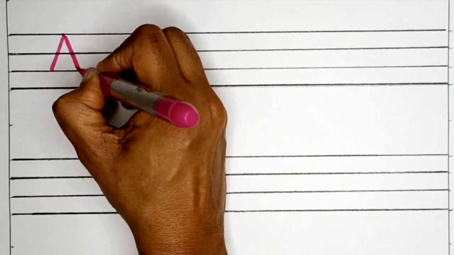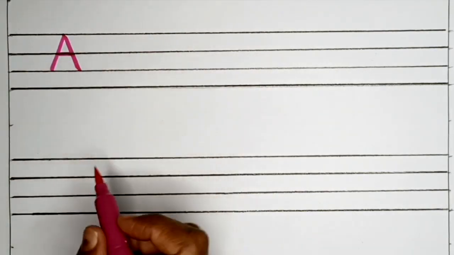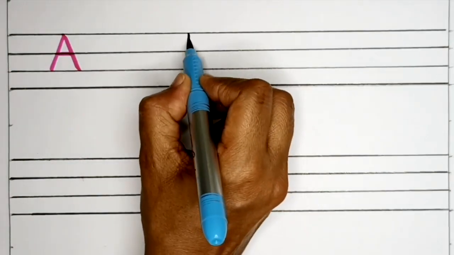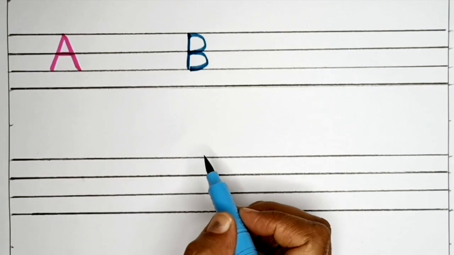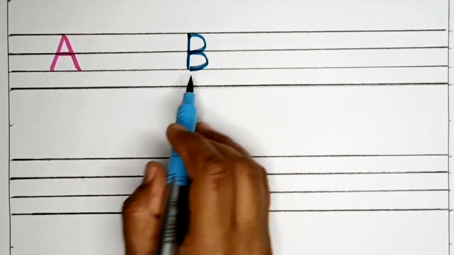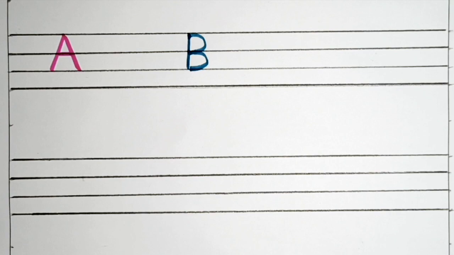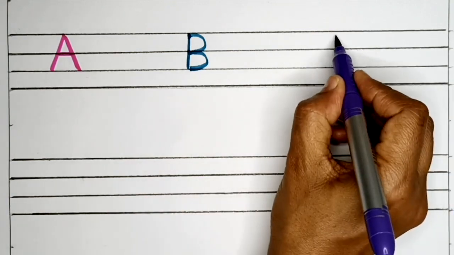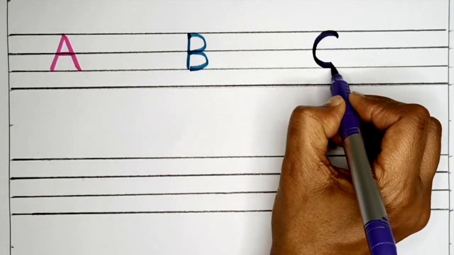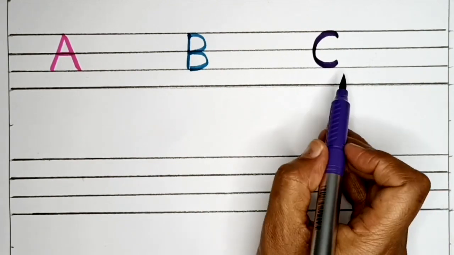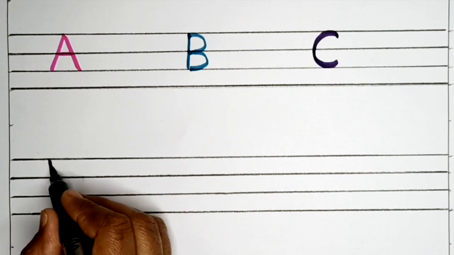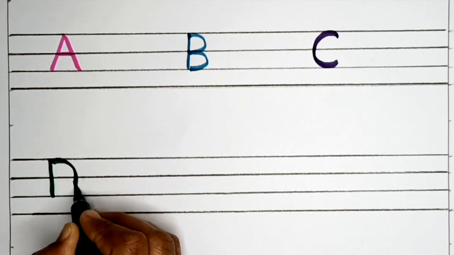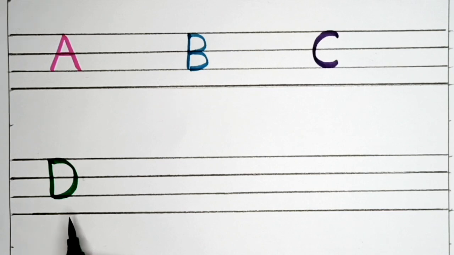A, A for apple. B, B for ball. B. C, C for cat. C. D, D for dog. D.